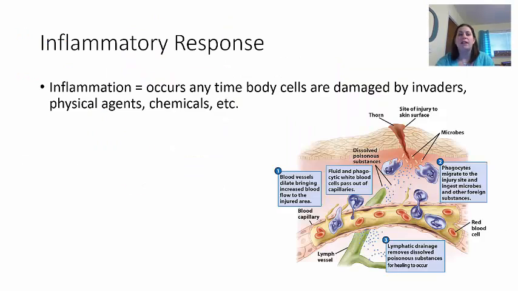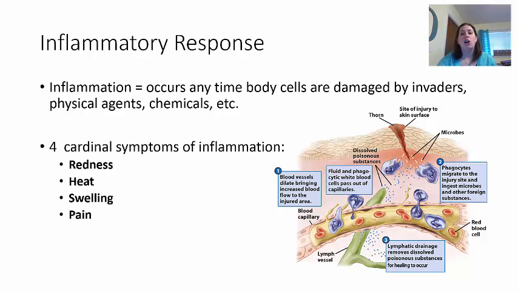Now, before we get much further, I do want to talk to you about the inflammatory response, what inflammation is. You've heard about inflammation before. Inflammation occurs anytime body cells are damaged. They could be damaged by invaders. They could be damaged by some sort of physical agent, like you got cut by something, a carpet burn, something like that, or even chemicals. So any kind of damage to your cells, you're going to see an inflammatory response that takes place.